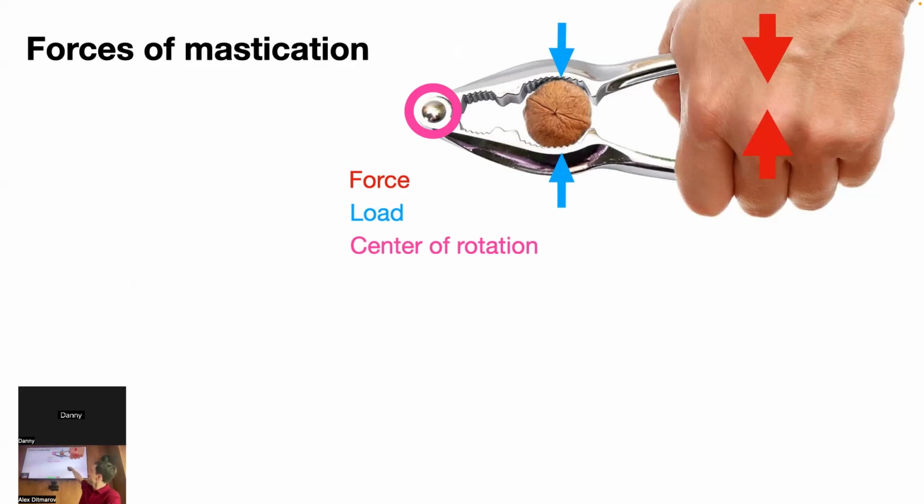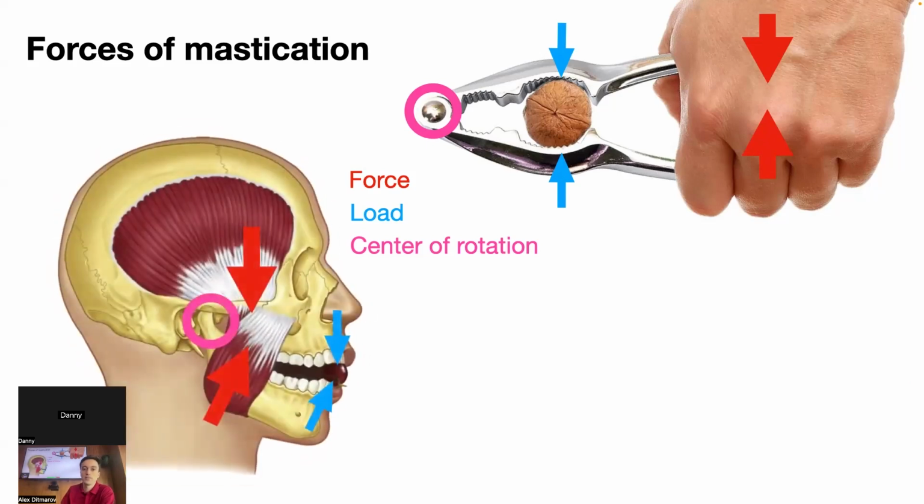Over here, the pliers are our jaws with teeth, right? So the loading from the muscles is coming on the teeth. And when we're biting on something like this nut, for instance, the center of rotation will be at the hinge, or if we're talking about our body, at the TMJ. So that's how it works.